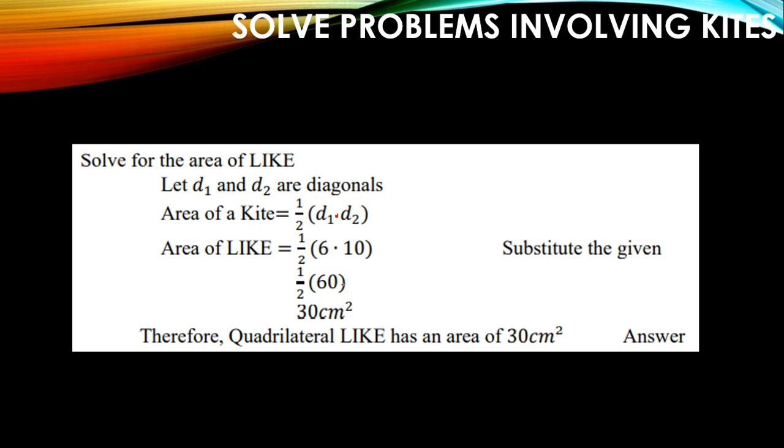6 times 10, that is equals 60. Then 1/2 times 60, so you cancel out na nimo. So that is 30 over 1, so that is 30 square centimeters. Therefore, quadrilateral LIKE has an area of 30 square centimeters.